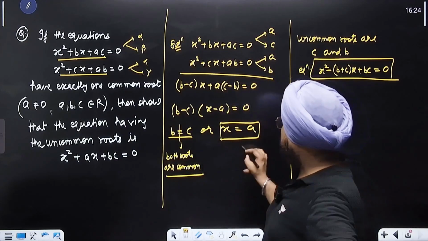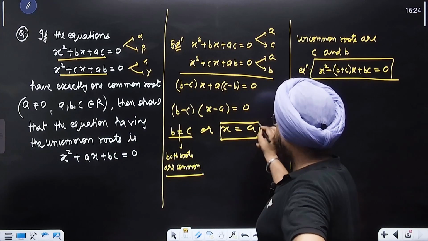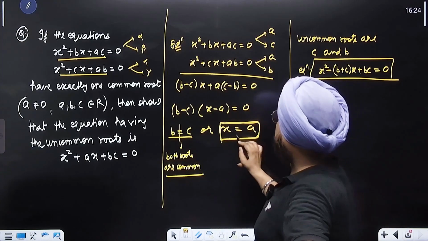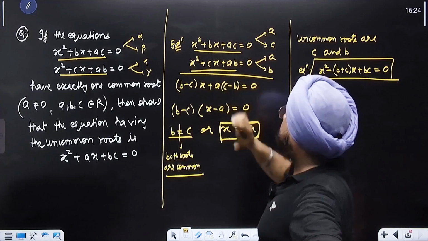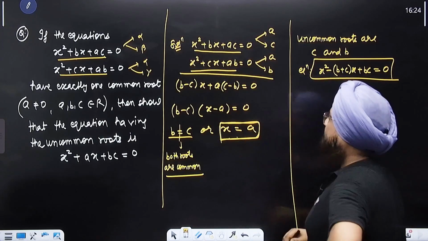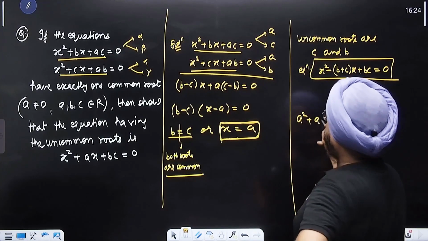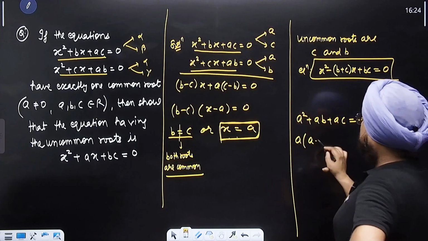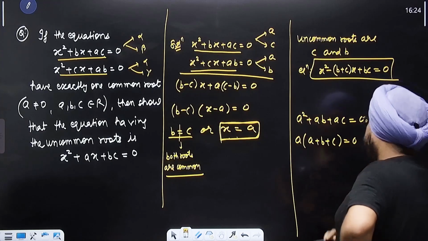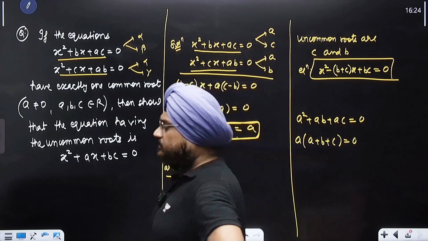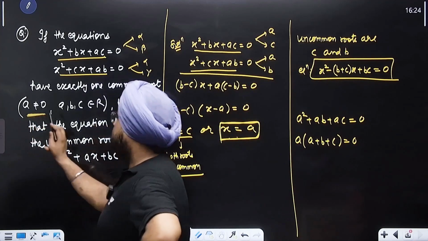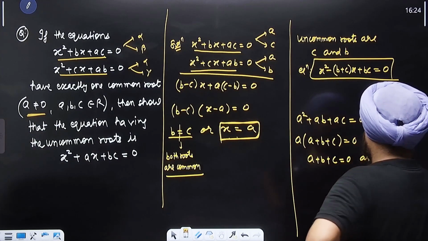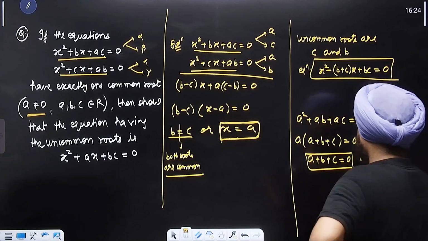So what we can do, we could use this condition that if x is equal to a is common root, then it will satisfy both the equations. Put x equal to a in one of the equations, a square plus ab plus ac equal to 0, take a common, the equation becomes a into (a plus b plus c) equal to 0. We are given a is not equal to 0. So if a is not equal to 0, a plus b plus c equal to 0.